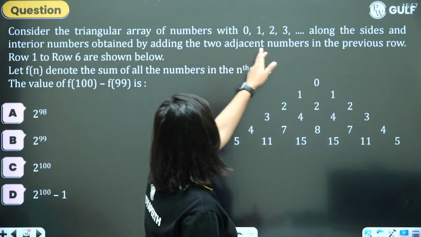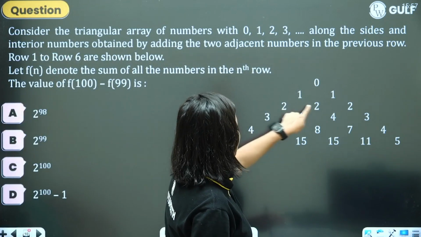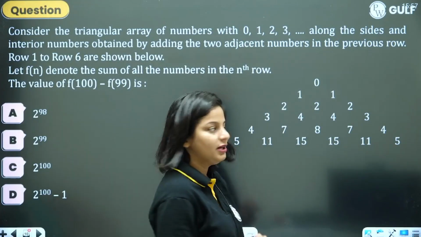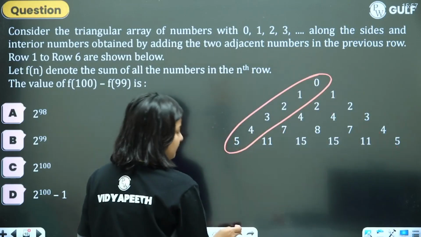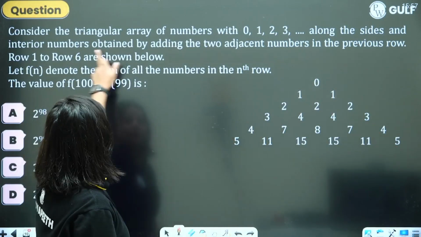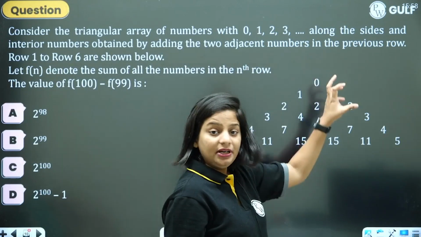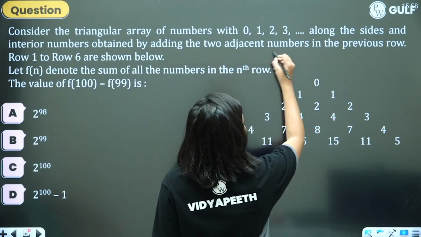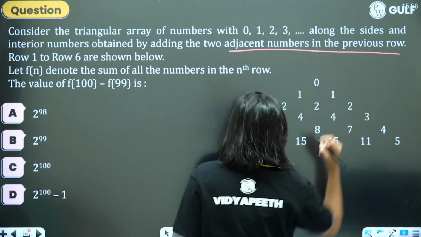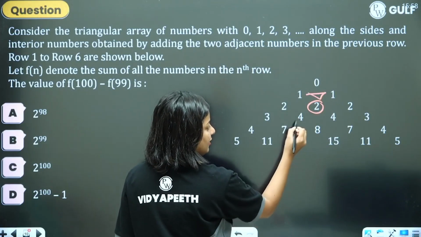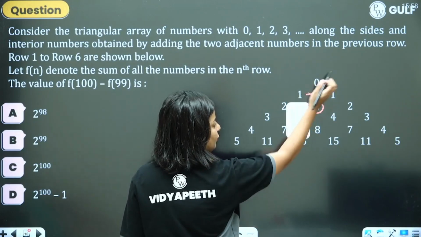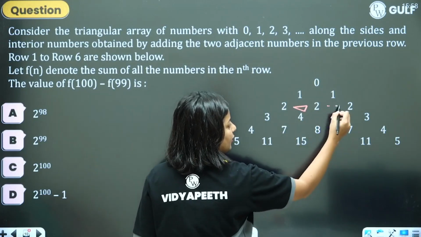Consider the triangular array of numbers with 0, 1, 2, 3, 4 and so on. So the sides, they have said it's 0, 1, 2, 3, 4, 5. And the numbers in between are obtained by adding the adjacent numbers in the previous row. Which means, how do I get this 2? By adding 1 and 1. How will I get 4? By adding 2 and 2. 2 and 2, 4. 2 and 2, 4.